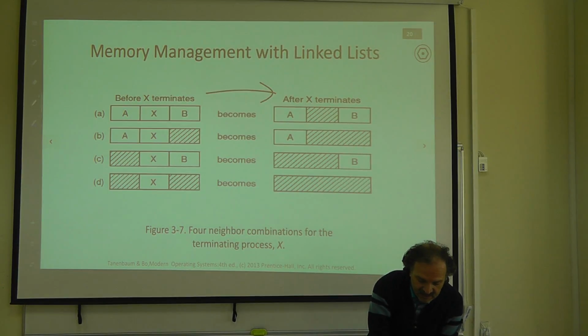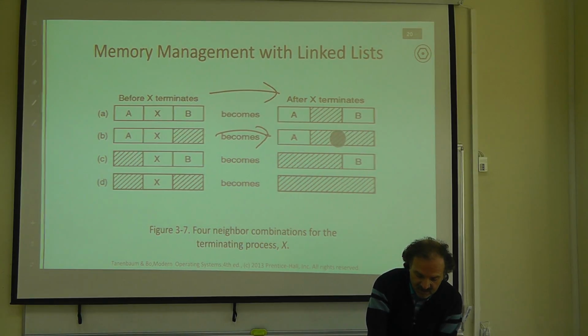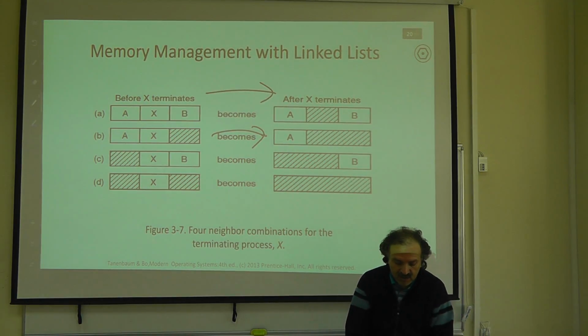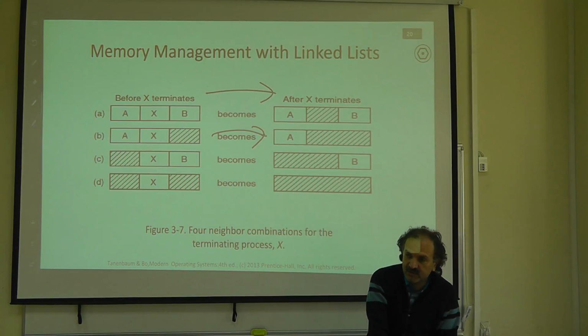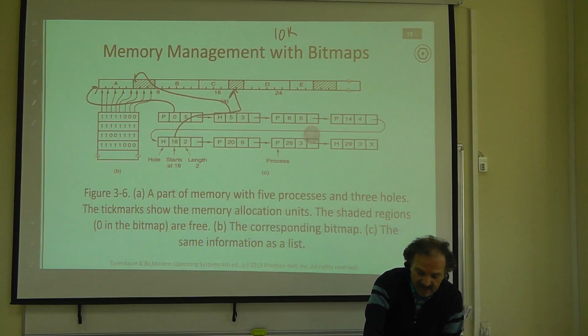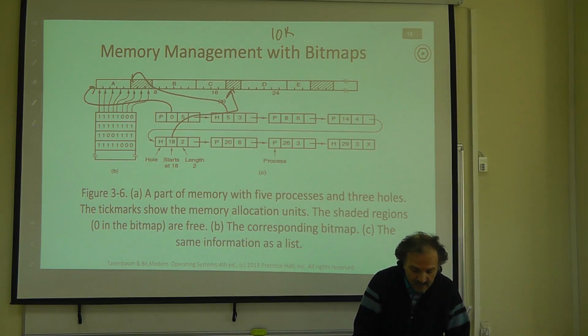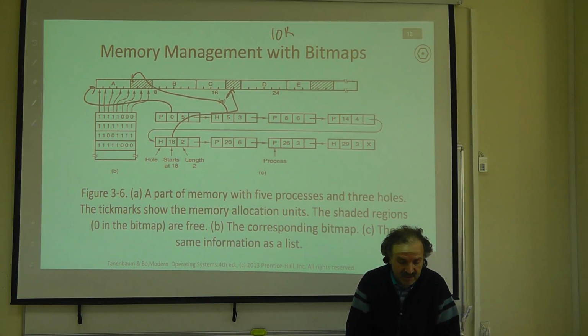But if I release this part, my memory becomes like this, because this is already available, and I release this memory and I make this a big chunk, similar to this one or similar to this one. So this is a 4 neighboring combination for the termination of process X. Process X terminates, I am releasing its memory, and I can do this kind of termination job. I can do this with both linked list type of memory management, and I can do this with bitmap memory management.